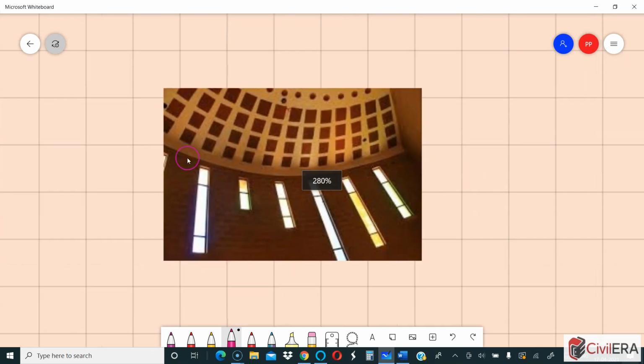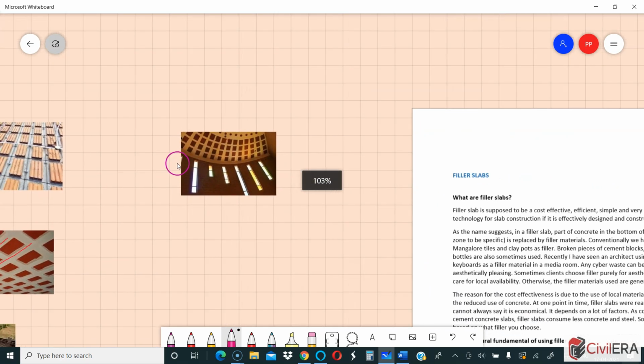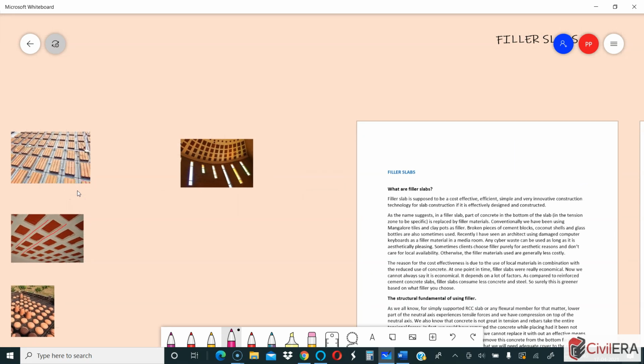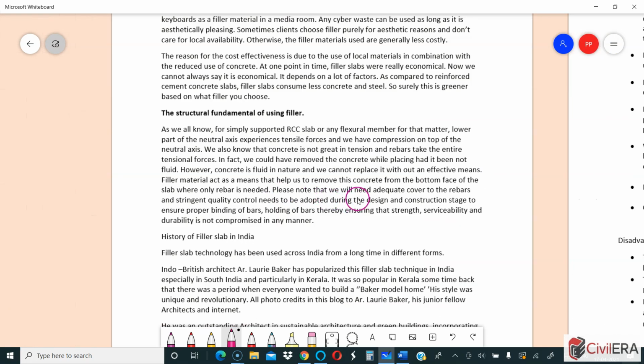So there are a variety of ways that you need to deal with this in terms of design, but most of it is very simple when it is a very normal slab. Please note that we will need adequate cover to the rebar and stringent quality control during the design and construction stage to ensure proper binding of bars, holding of bars, thereby ensuring strength, serviceability and durability.